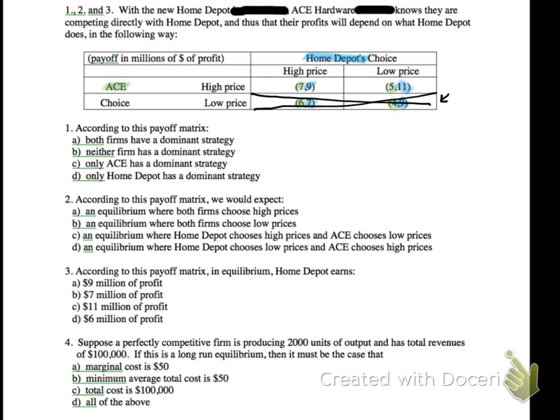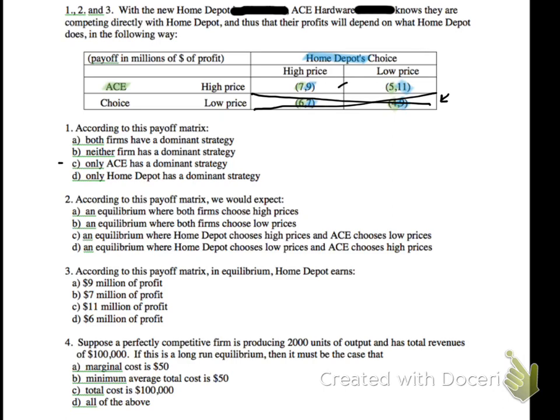So then we move on to Home Depot. We definitely know that at least one firm has a dominant strategy, so it could be C at this point. So now let's look at Home Depot. So now we're looking at the blue. If Home Depot chooses to raise their price for higher prices, notice the 9 and 7 here. Now it's kind of hard to see, but we've got to go this way.